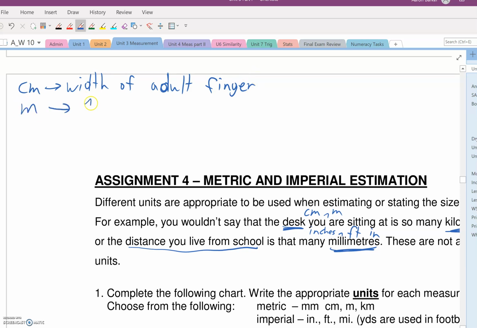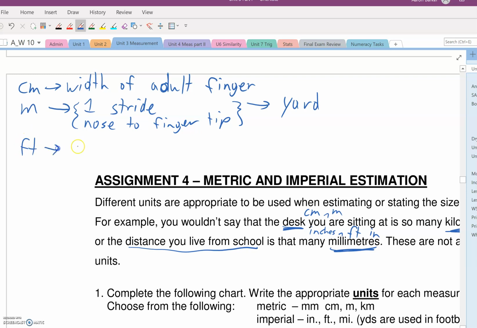Meters, those are about one stride. Okay, one stride, or it'd be like from your nose to your fingertip when your arm is straight. And a meter is that as well. This is also the definition of the yard, because a yard and a meter are very, very similar. Okay, and of course your foot, we talked about, that is about 1 foot. So if you get to like 100 feet, well, maybe you should have gone into yards.